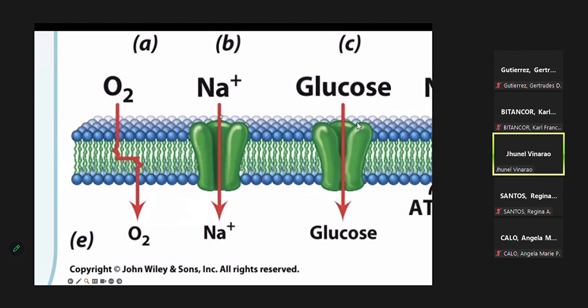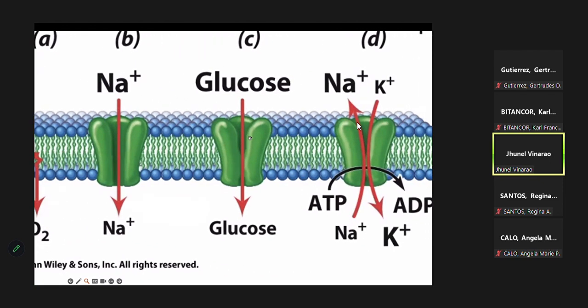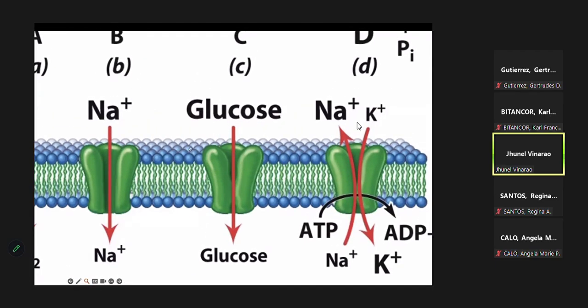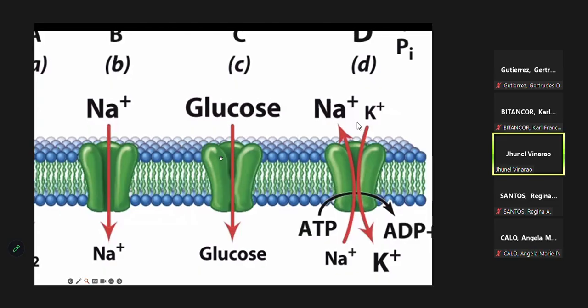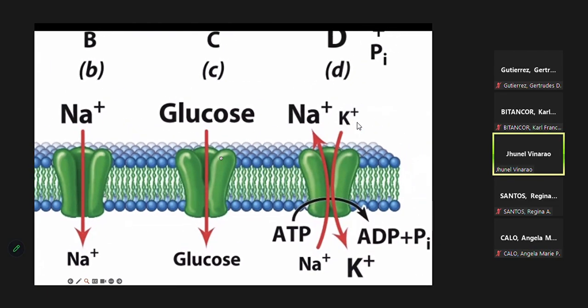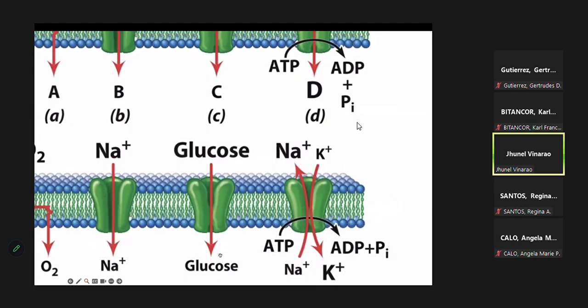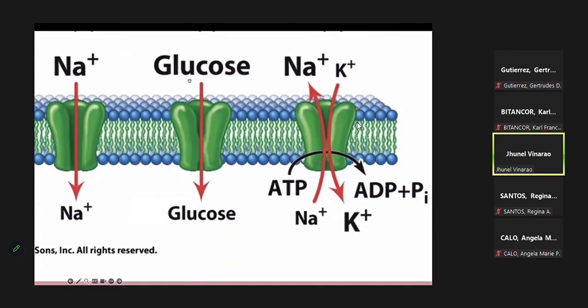These have to be regulated. Especially bigger molecules like glucose, they need integral proteins. They need a transport protein. So here, it goes from high concentration to low concentration. But why doesn't it need ATP when you transport glucose?